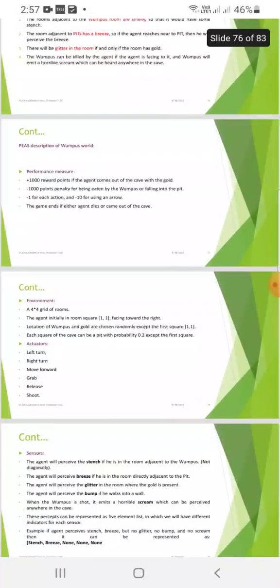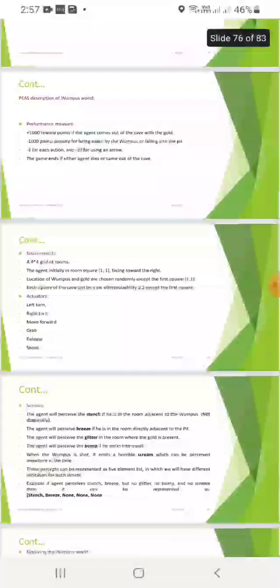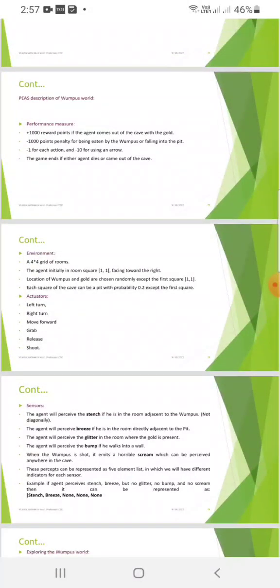The locations of the wumpus and gold are chosen randomly, except the first square, that is 1,1. There can be a wumpus or gold anywhere in the other rooms. Each square of the cave can be a pit with probability 0.2, except the first square.